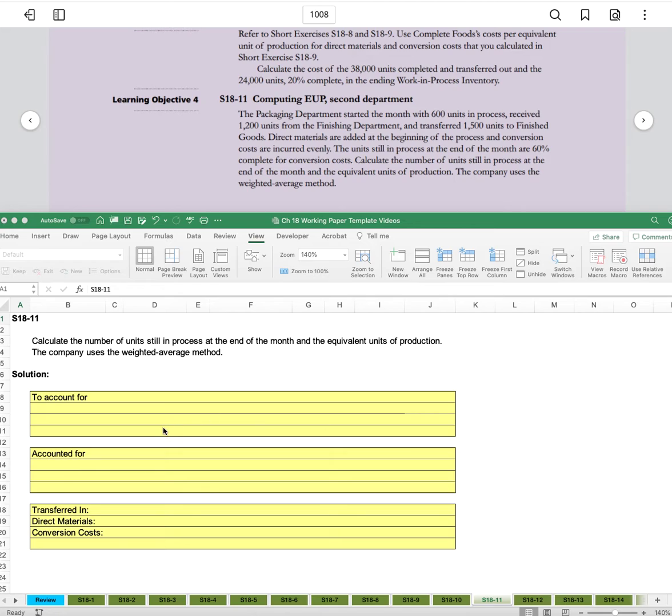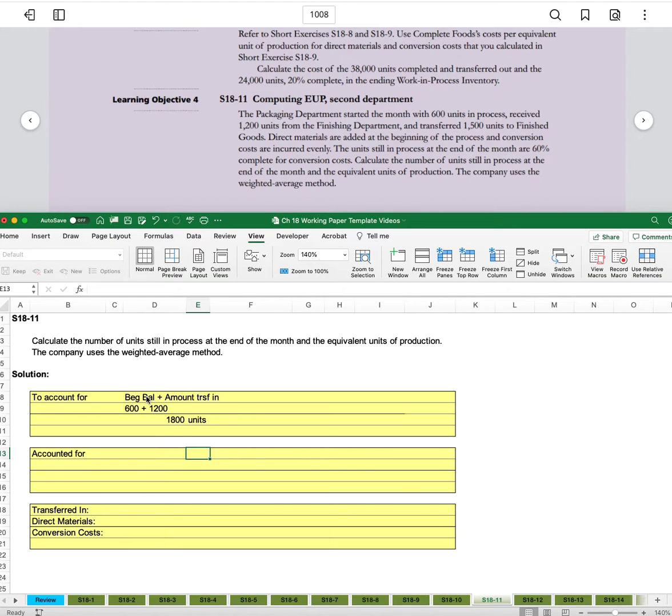So we're going to start by figuring out the total units to account for. And so we're going to want to look at the beginning balance plus the amount transferred in. The beginning balance was 600. The amount transferred in was 1,200. And so 1,200 plus 600 gives us 1,800 units to account for.